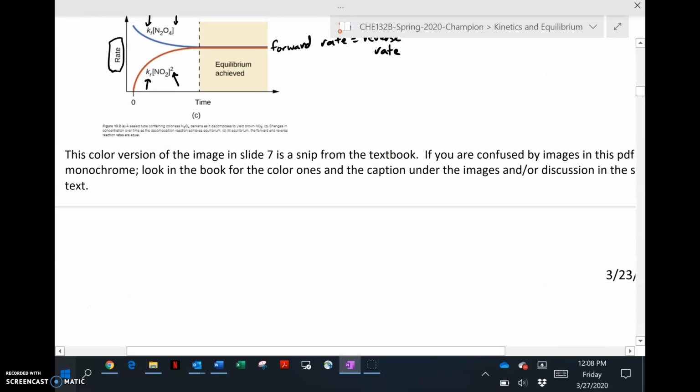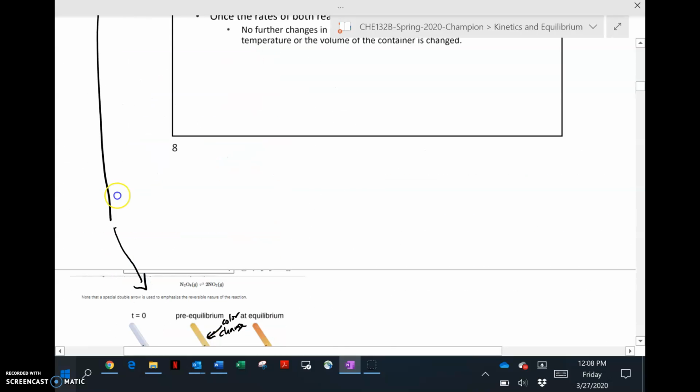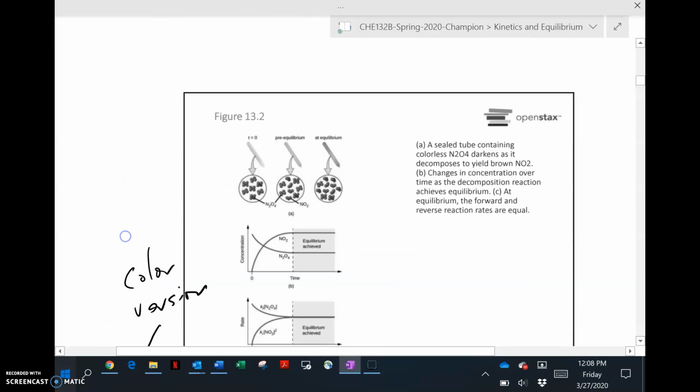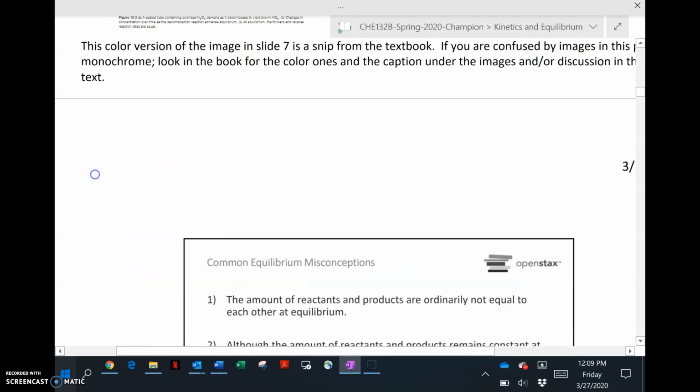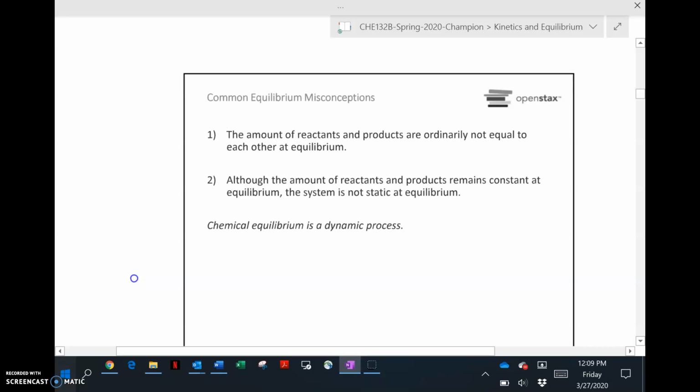Generally, if you see something in here that you're confused about and you want to see better images of it, you can look to the textbook. Frequently in the slides here you see it says figure 13.2, so you can find that in your textbook online.